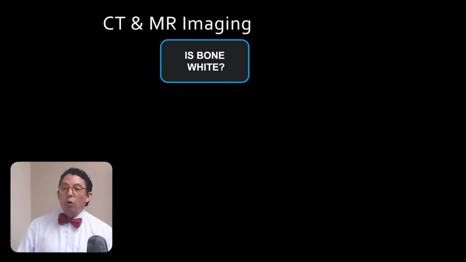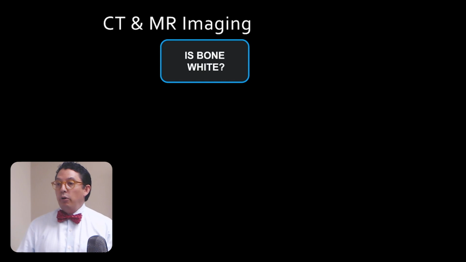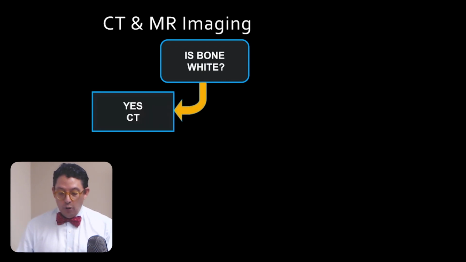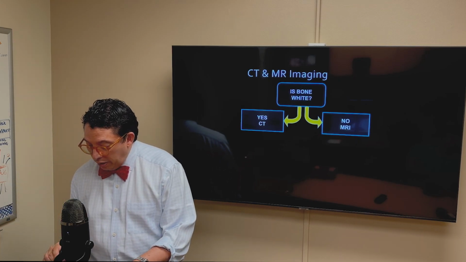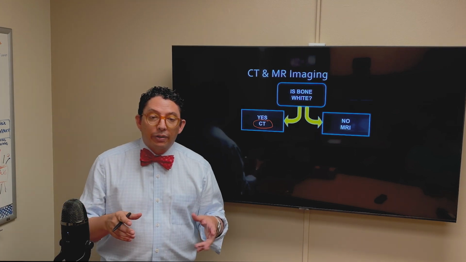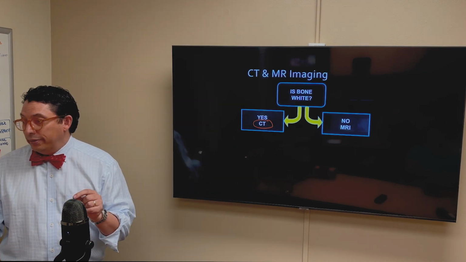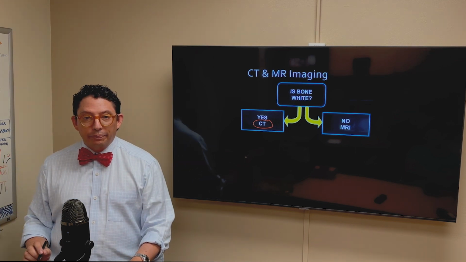So the first thing you have to check is the bone. Is the bone white? If the bone is white, then it's going to be a CT. Only on CT is bone white. If the bone is dark, you have to be really careful to know where the bone is. I'm going to show you why. Then you know it's going to be an MRI.